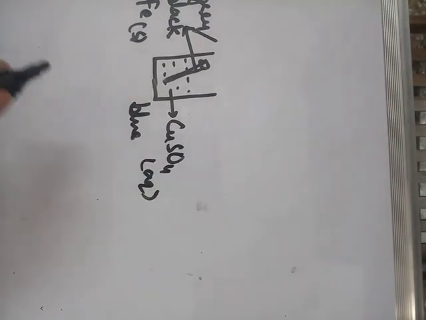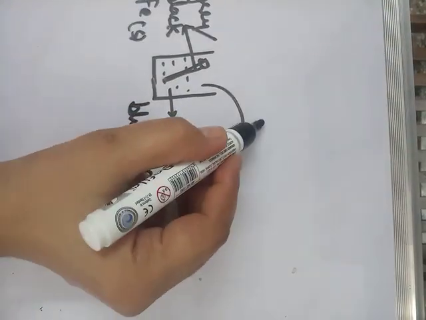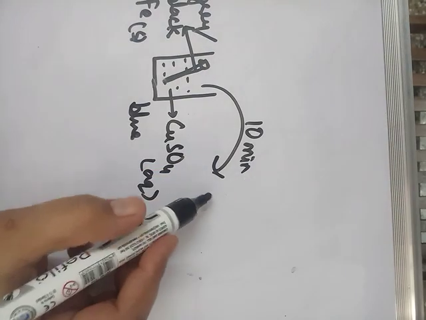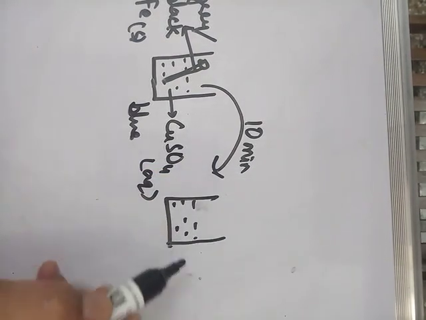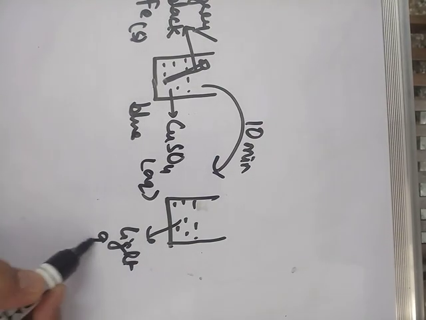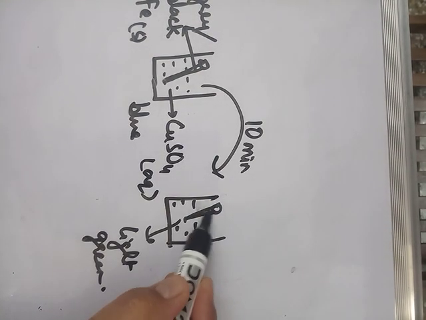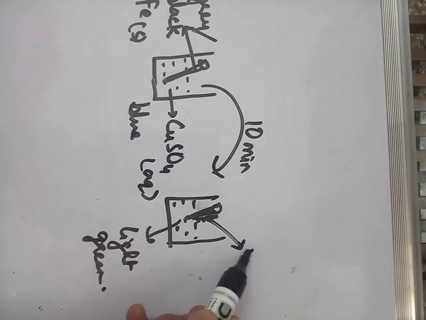Now, as you know, iron will start displacing copper from the solution. So after some time, after 5 or 10 minutes, what you will observe is that the solution color has changed from blue to light green, and on the iron nail we are getting some deposition of brown color.